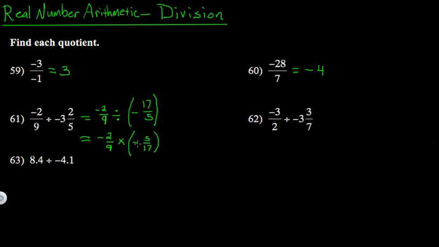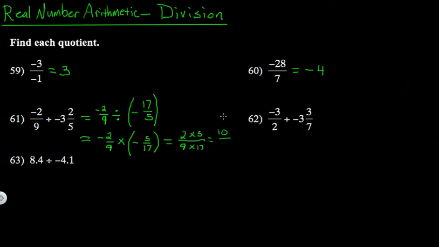Now we have a multiplication problem, and we know how to multiply fractions. So first off, we see a negative times a negative. We know the answer is going to be positive, so we don't have to worry about that. And then we just multiply numerator times the numerator. So this is 2 times 5 over denominator times denominator, 9 times 17. All right, so 2 times 5 is 10.